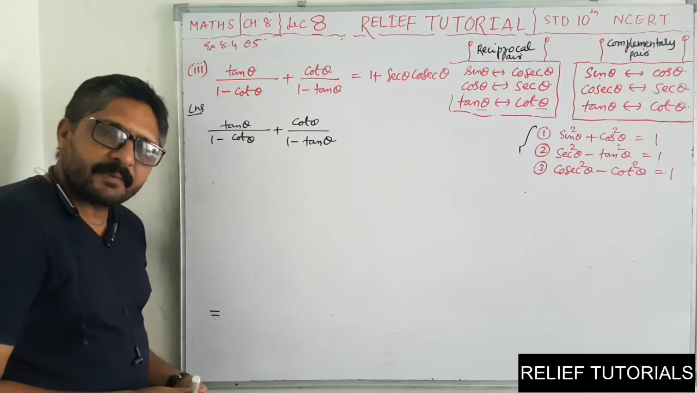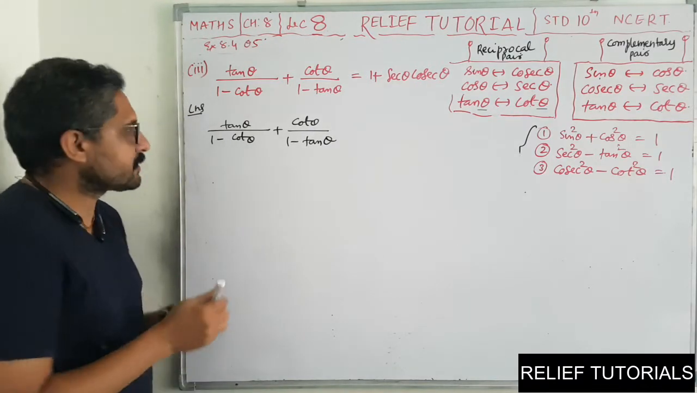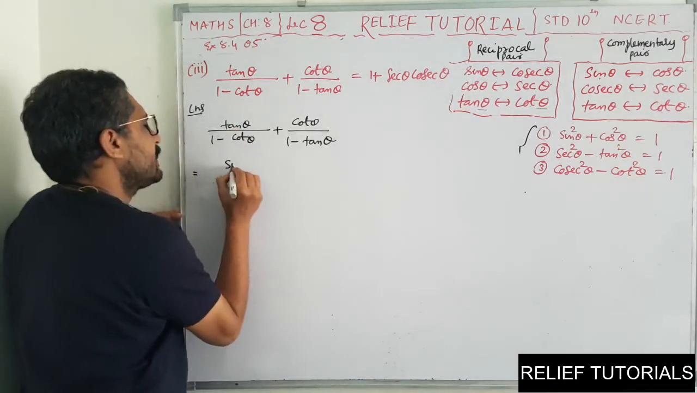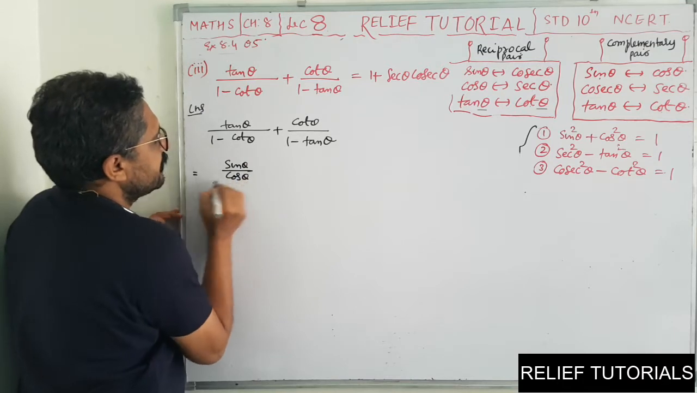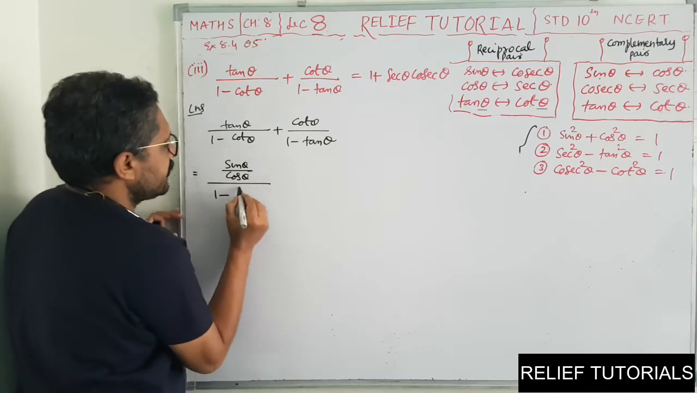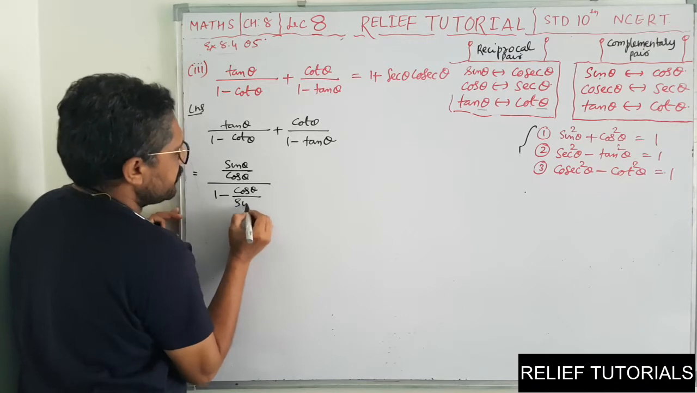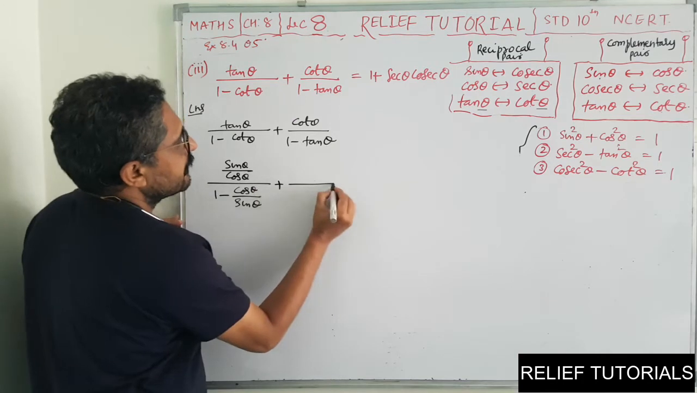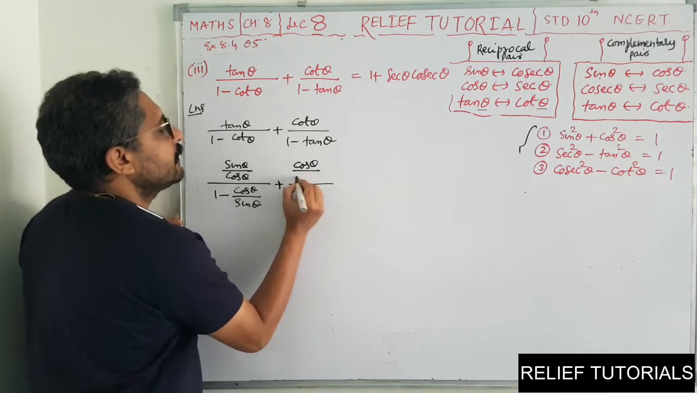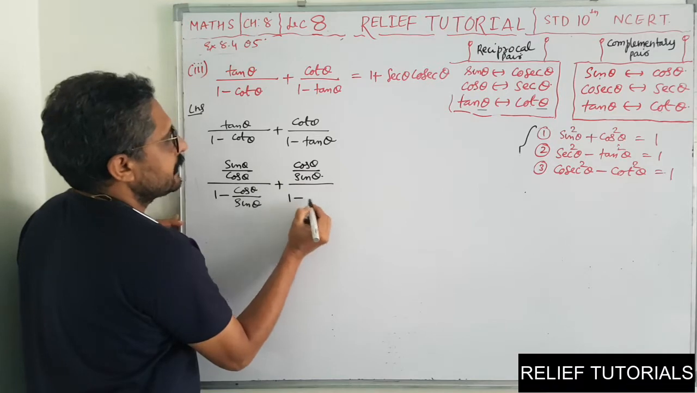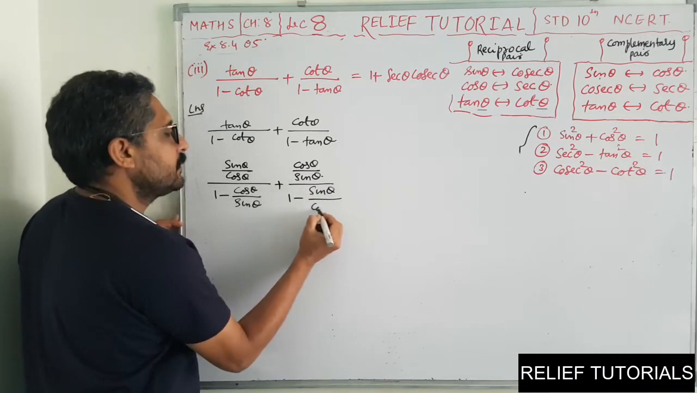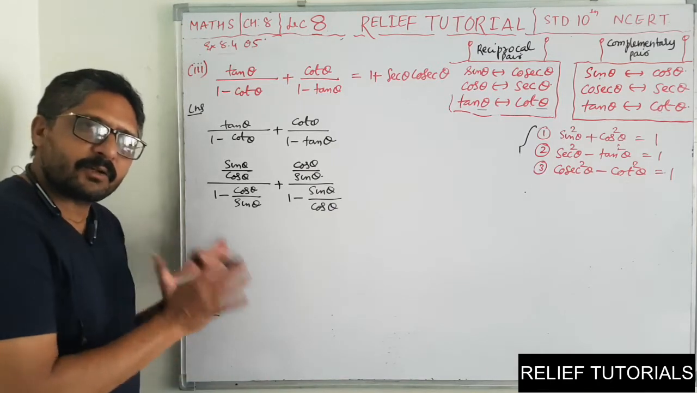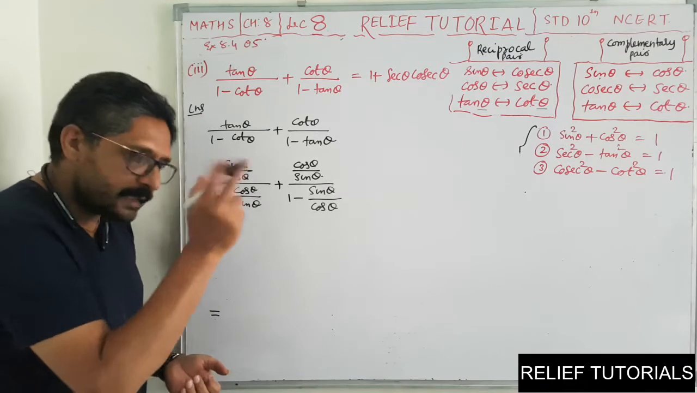First rule: convert the given ratios into sine and cos. Tan theta is equal to sin theta upon cos theta. Then we can write sin theta upon cos theta upon 1 minus cot theta. Cot theta is cos theta upon sin theta. Plus cot theta, so cos theta upon sin theta. 1 minus tan theta, so that is sin theta upon cos theta. So first we convert the given ratios into sine and cos. That's all over. Now you have to think algebraically.